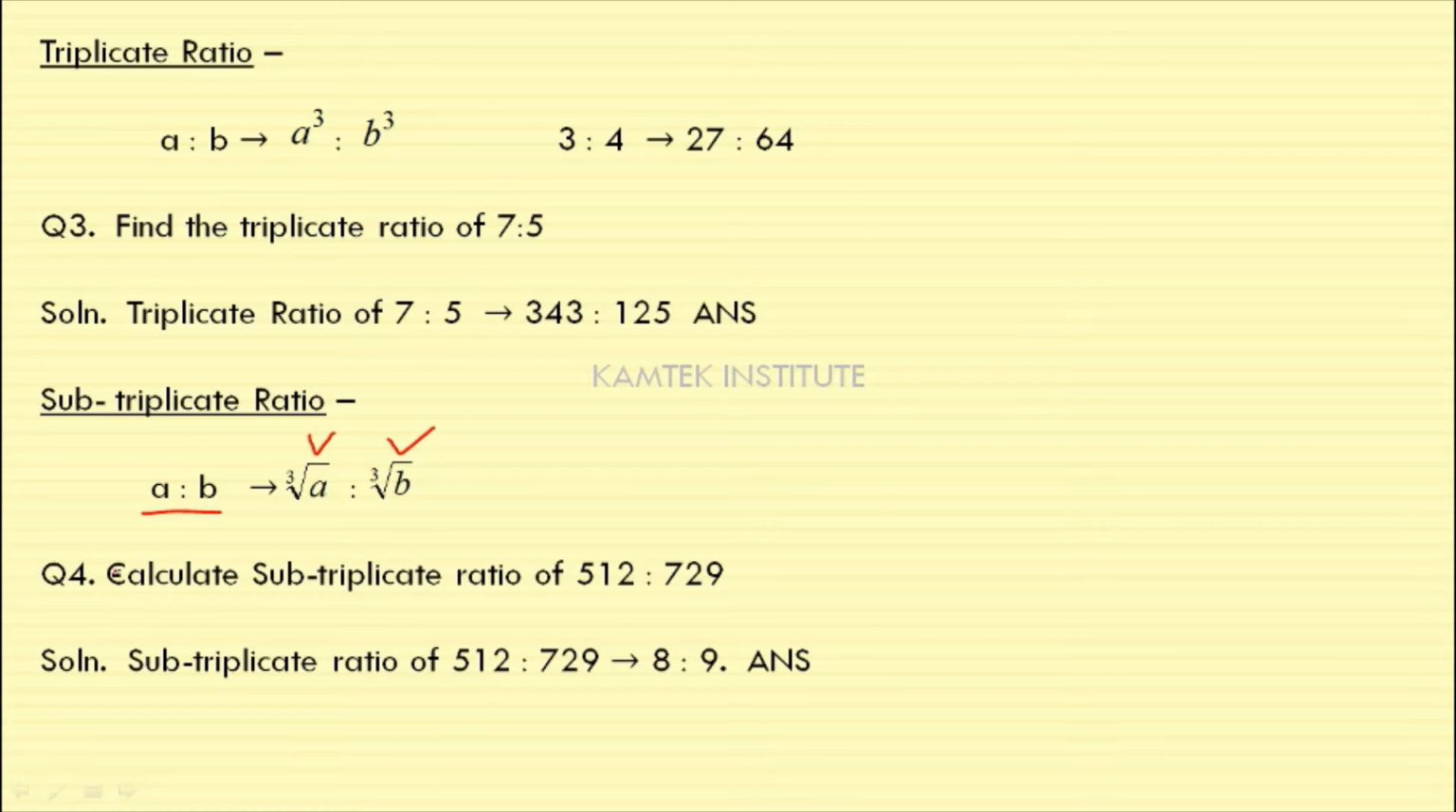Okay. Like we have a question number 4 which says find the sub-triplicate ratio of 512 ratio 729. So here we'll take cube root of 512 and 729. So we get 8 ratio 9. That is the answer what we're looking for. Hope the things are clear to you.